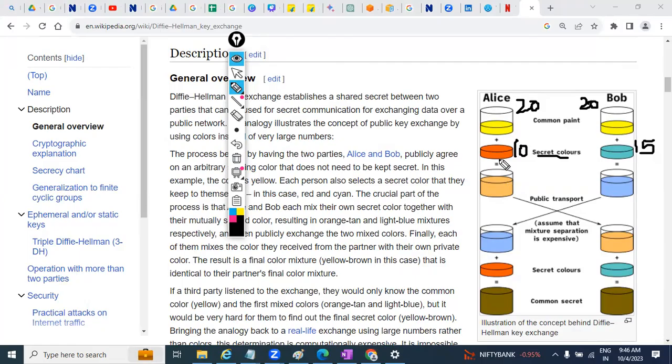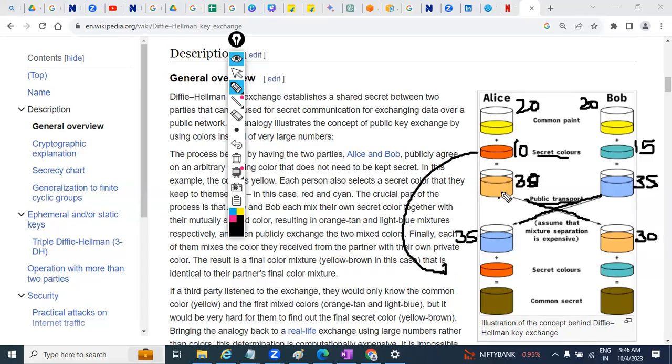They have mixed it. This is now the mixture. So this mixture is 30 and this one is 35. This mixture is exchanged. This is now the public exchange. Okay, so now this is 35 here and this is 30 here.